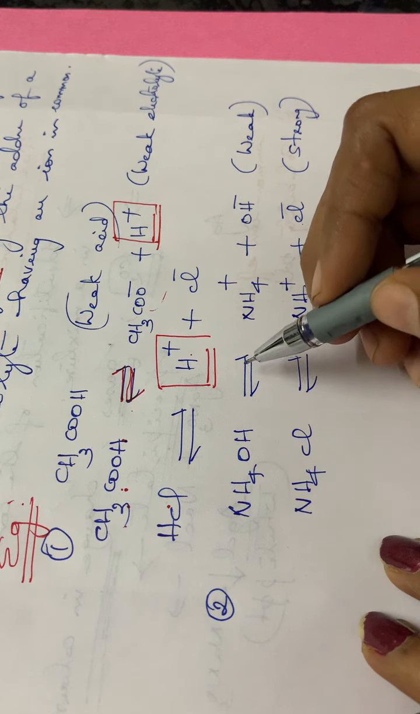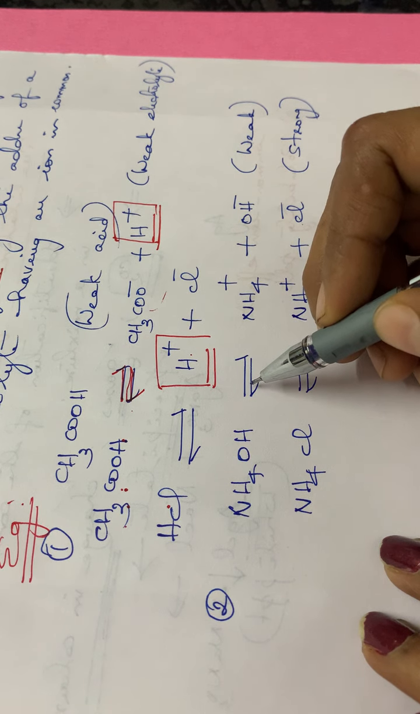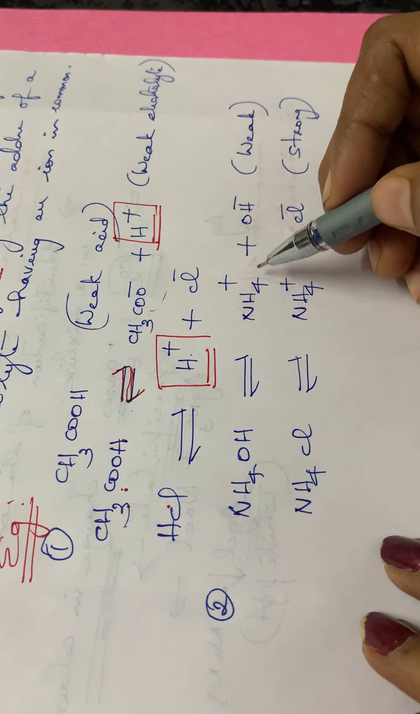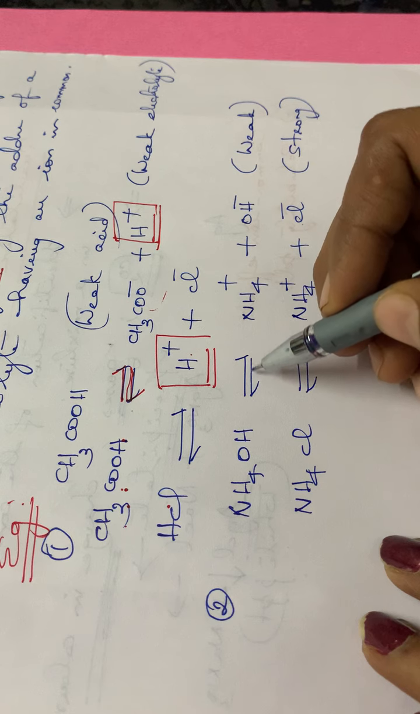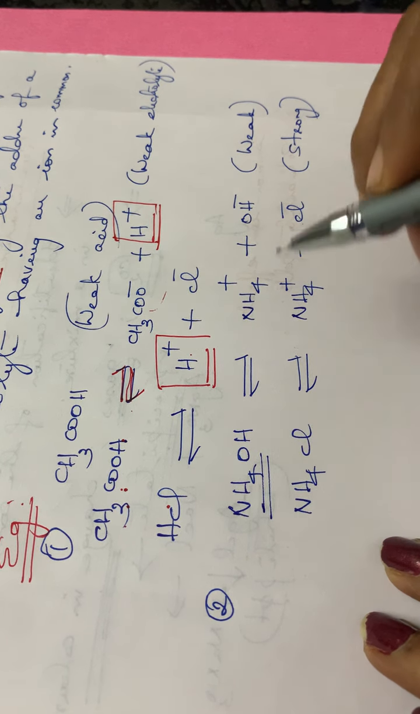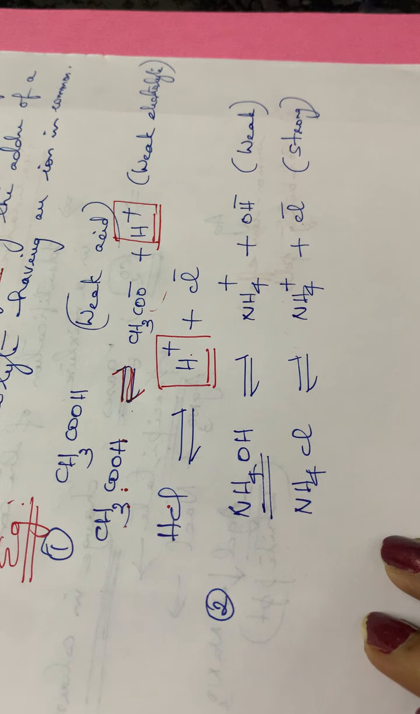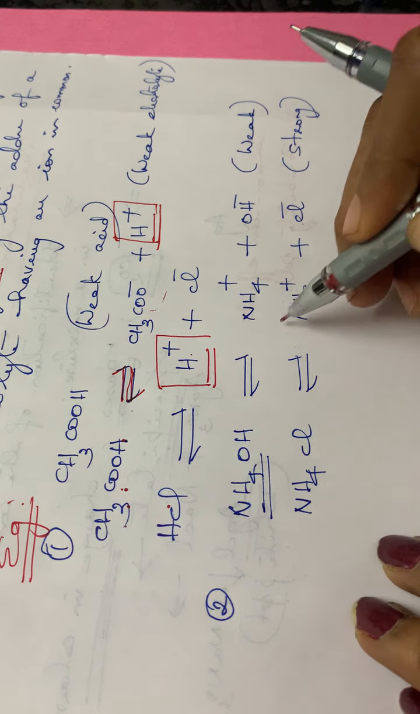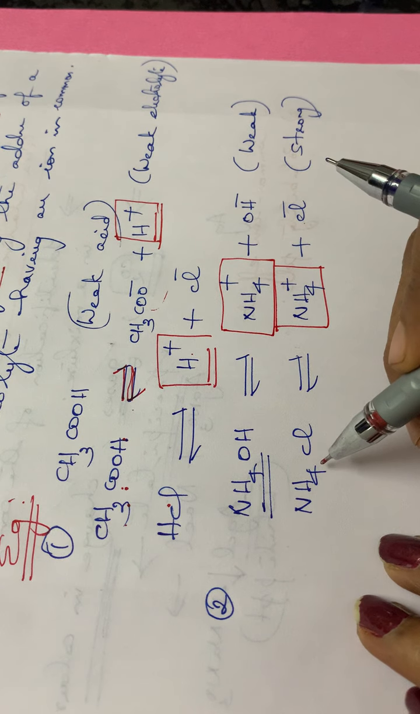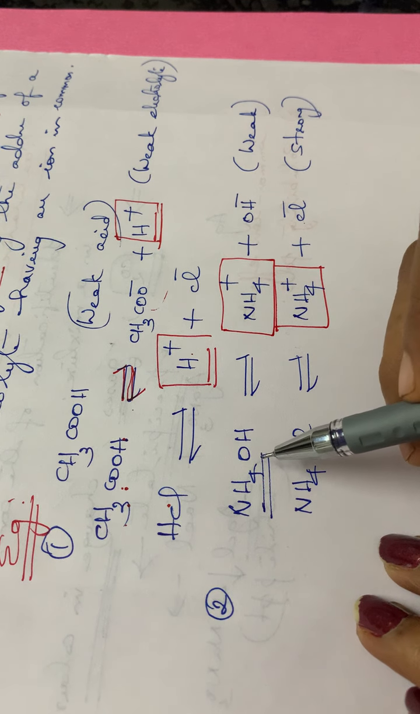So this is the weak electrolyte. So you have to consider here the forward reaction as well as the backward reaction. Forward reaction, it is the dissociation of ammonium hydroxide, and the backward reaction, it is the undissociation of the ammonium hydroxide. Okay. So here, which is the ion in common? The ion which is common is the ammonium ion, isn't it? So we are adding a strong electrolyte to this weak electrolytic solution.